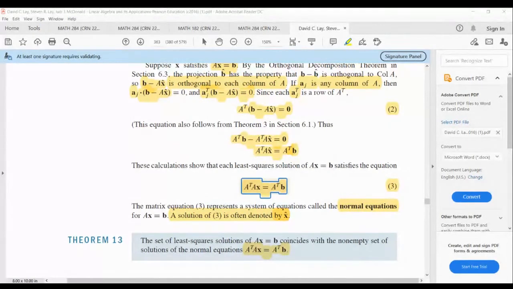All you need to know is this. So if you want to think of A transpose A times X hat equals A transpose B as the normal equations, that's fine by me. All right, well, on that note now, let's go ahead and continue with this problem.